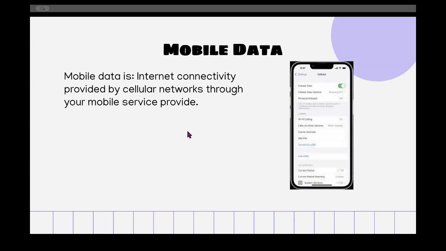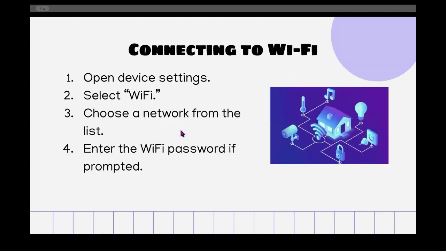Mobile data is internet connectivity provided by cellular networks through your mobile service provider. So this is in the absence of a router. Typically, if you're outside of an institution or outside of the house where you don't have a router, this is when you can connect to data through cellular networks and towers.